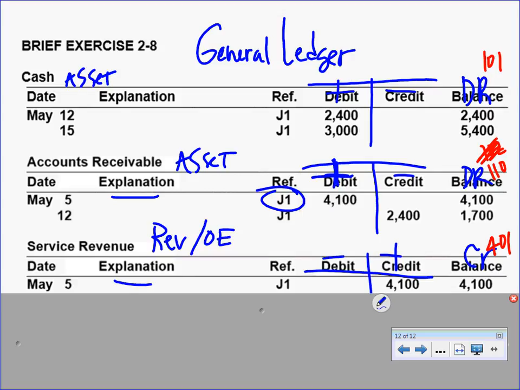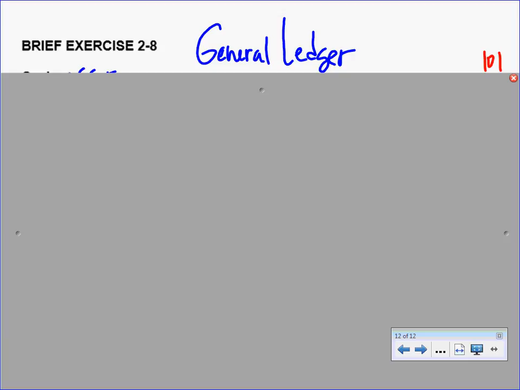Traditionally, we'd take that number 401 and go put it back on that journal page. First transaction done. We have 2 more to go. May 12th. I see a cash debit. That must mean we got $2,400 cash.